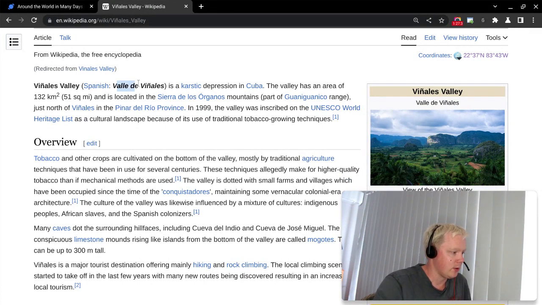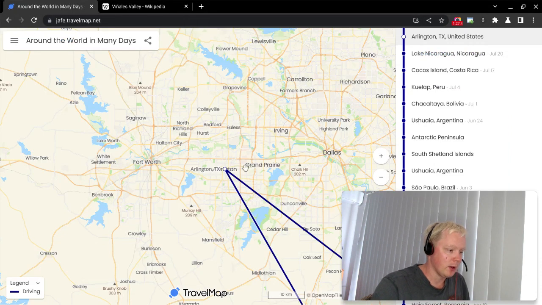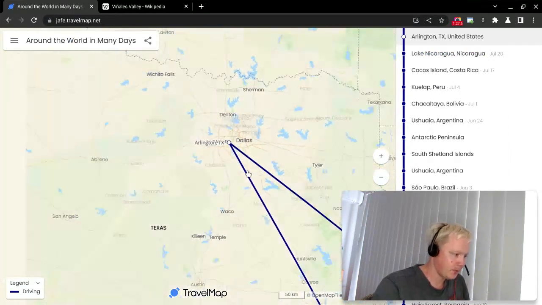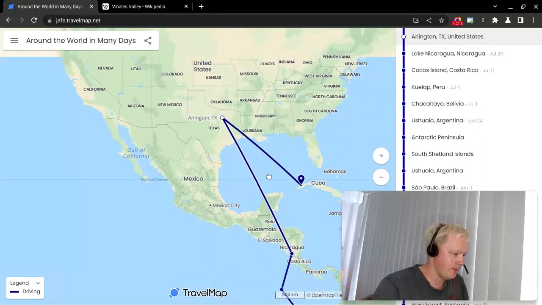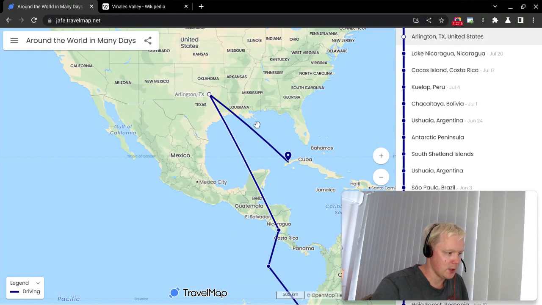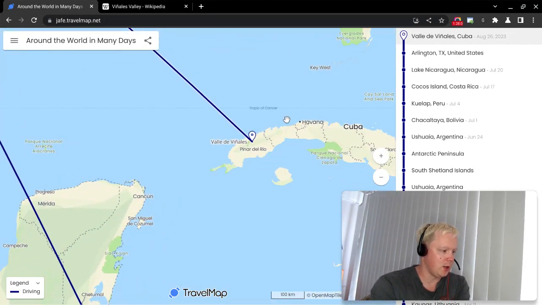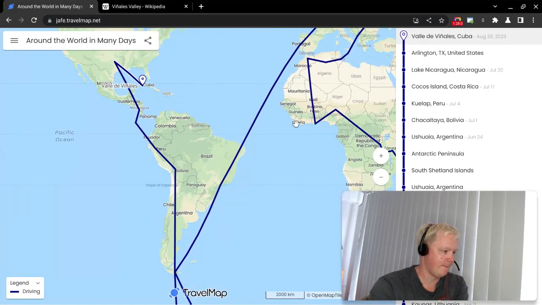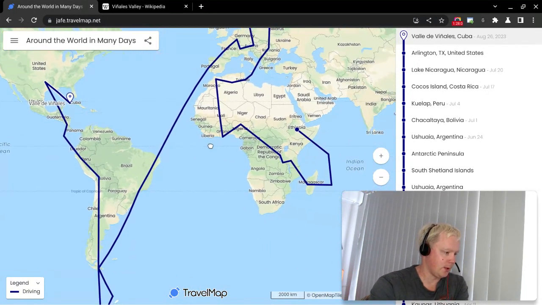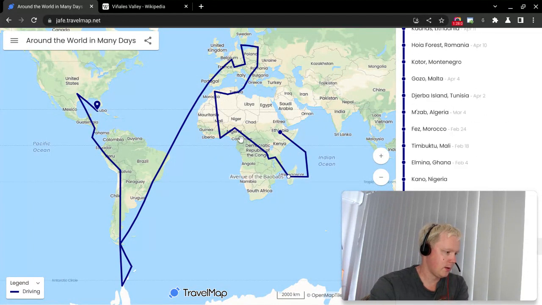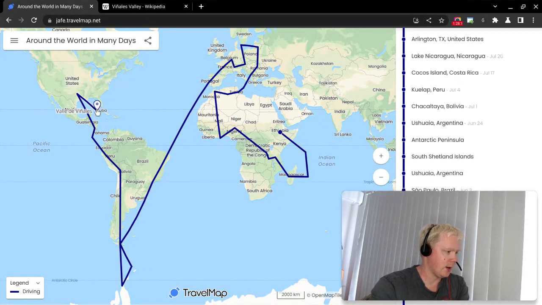So Vinales Valley, also known as in Spanish Valle de Vinales. So let's look at what does that mean for our map then. So we were in Arlington, Texas last time. Now we're going some way back here. So doing this sort of zigzagging motion, and we are in this place in Cuba this time. And this is our complete trip so far, all the way here, and we are now in Cuba.